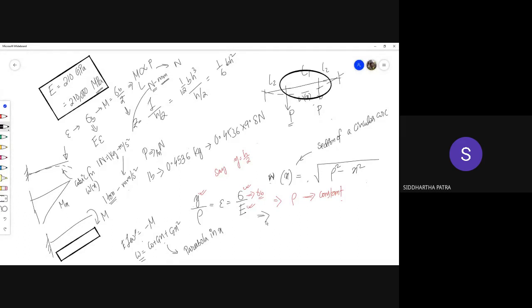So this can be written further as E by rho equals sigma by y equals M by I, M divided by I. Okay.